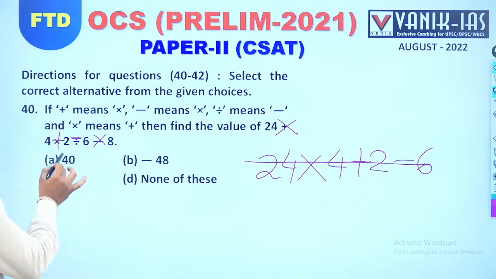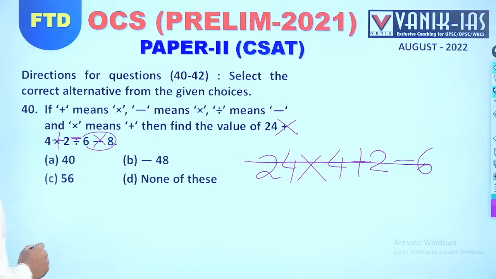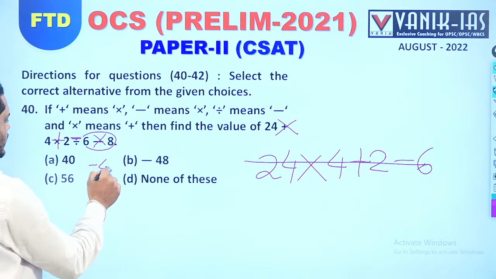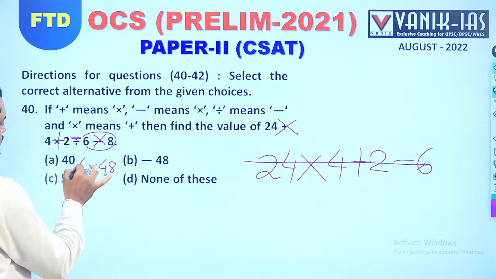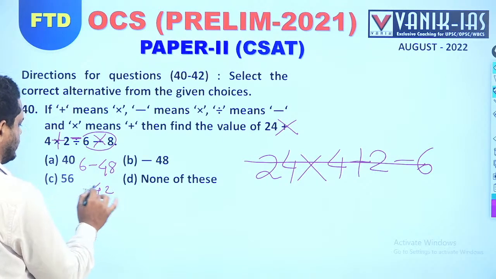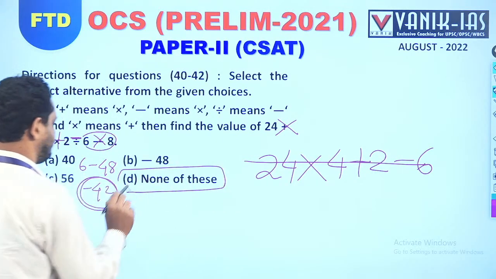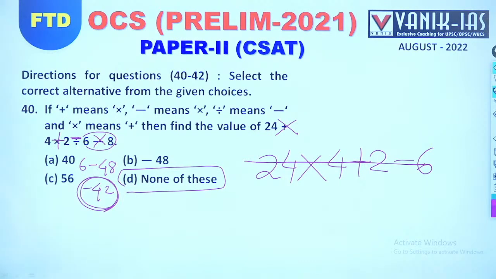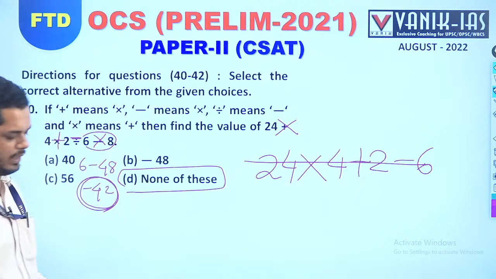सो ये आपका हो जाएगा 6 into 8 minus 48. 4 plus 2 is 6. ये आ जाएगा आपका 42 माइनस में. ये नॉन ऑफ दिस के लिए चला जाएगा आंसर. The answer of the given question is -42. As that is not given in the answer option, we have to go for D as correct answer.